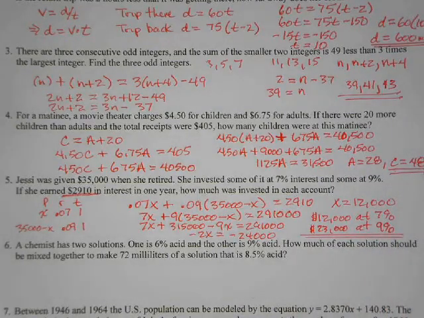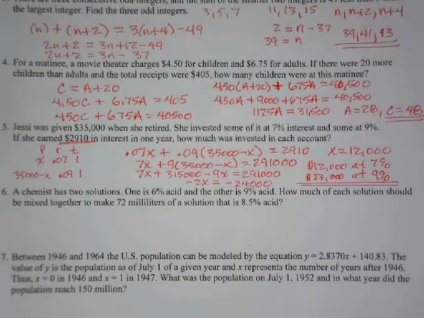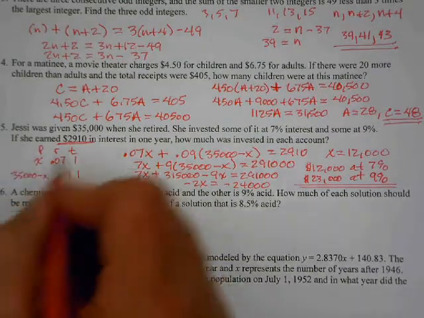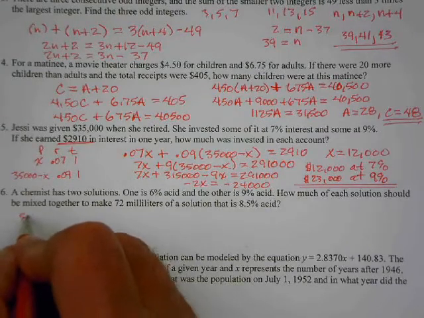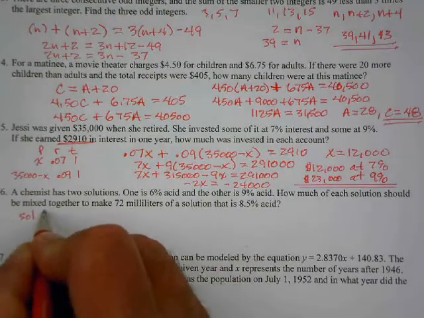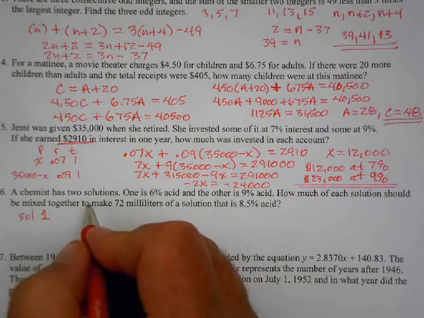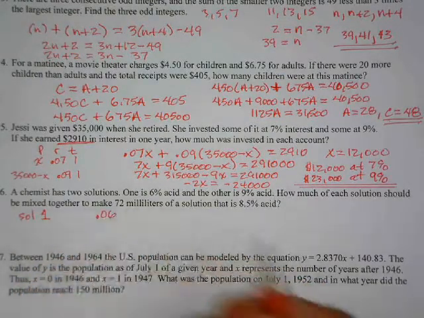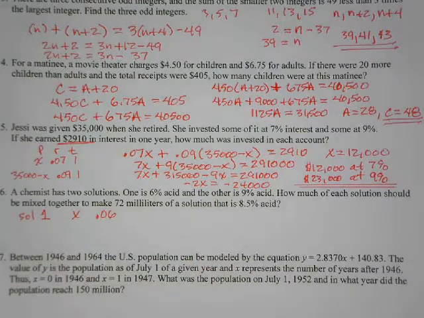Okay, now I could set this up similar to what I did here. So solution 1 is at 6%. I don't know how much, so I'm just going to say it's x. Solution 2, that one's at 9%.